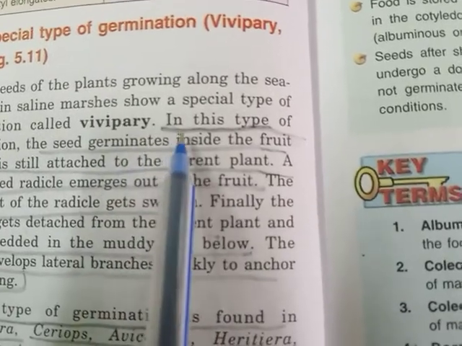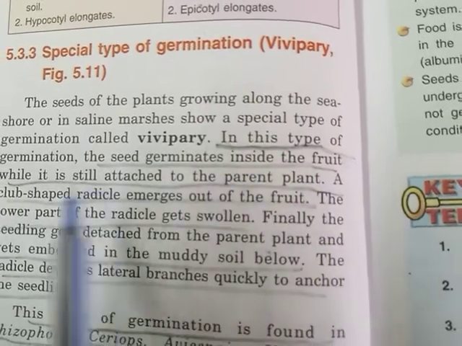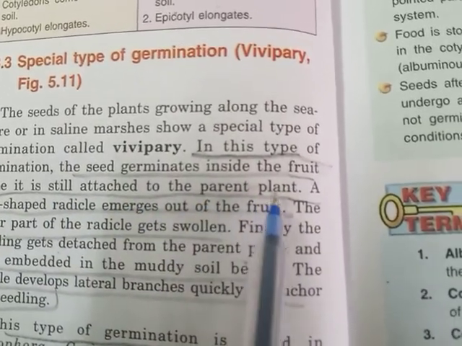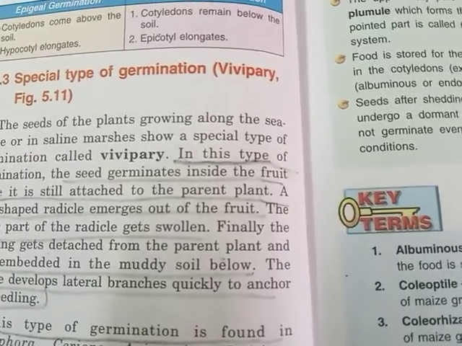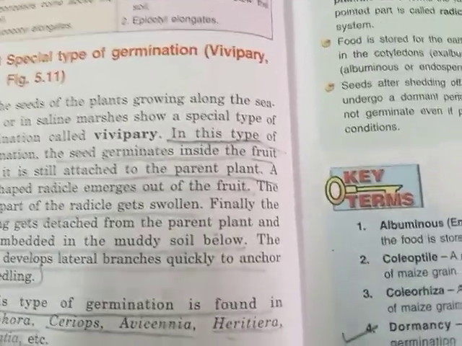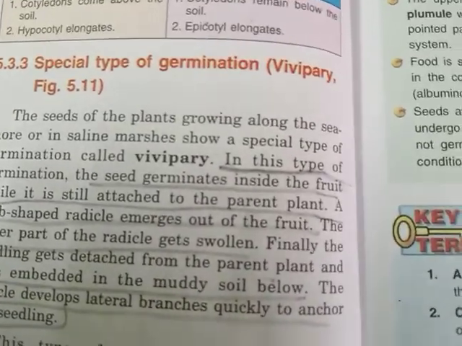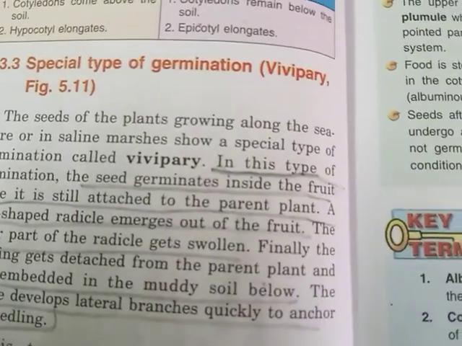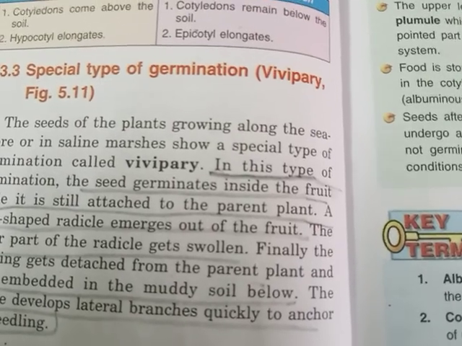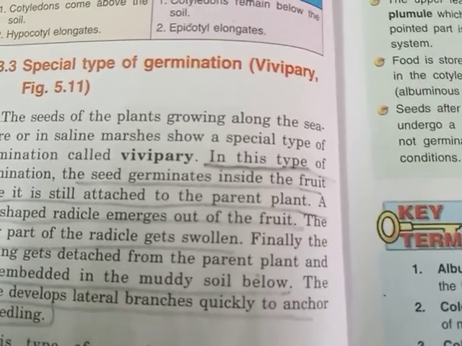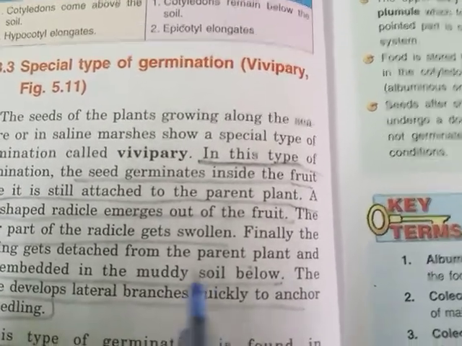So what is vivipary? In this type of germination, the seed germinates inside the fruit while it is still attached to the parent plant. Till now we have seen the seeds are dispersed, then the seeds are sown. We can see the fruits become dry, and we collect the seeds and then we sow the seeds and then the germination starts. But in this type of germination, children, the seed germinates inside the fruit and that fruit is still attached to the parent plant.